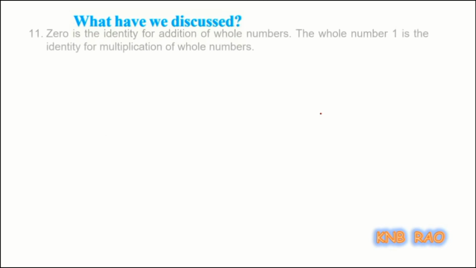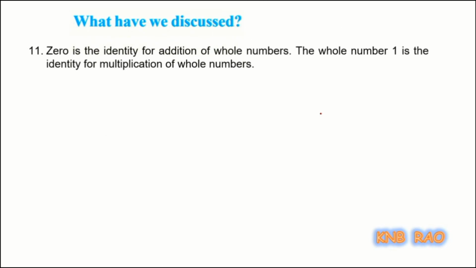Then the 11th point is that 0 is the identity for addition. That means whenever any number is added to 0, it gives the same number. The whole number 1 is called the identity for multiplication. That is, any whole number multiplied by 1 gives the same whole number.